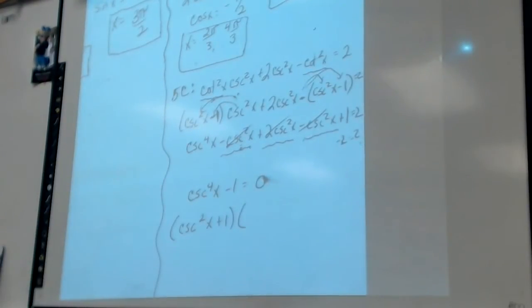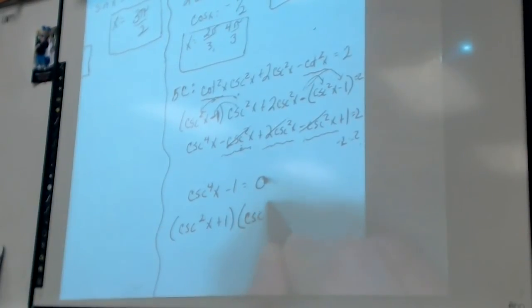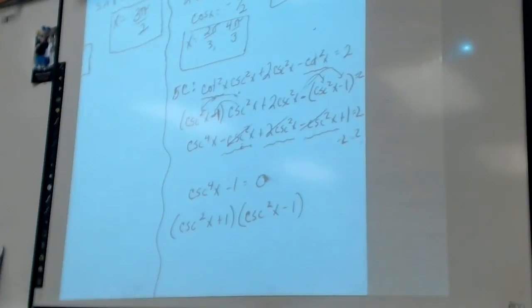I'm talking about that right there. Well, these two are negative 2, but then those don't cancel each other out. That's a 4th. It's not a squared. They're not like terms. You can't add those together. It'd be like trying to add an x to the 4th to an x squared. Can't do that. So cosecant squared x plus 1 equals 0.